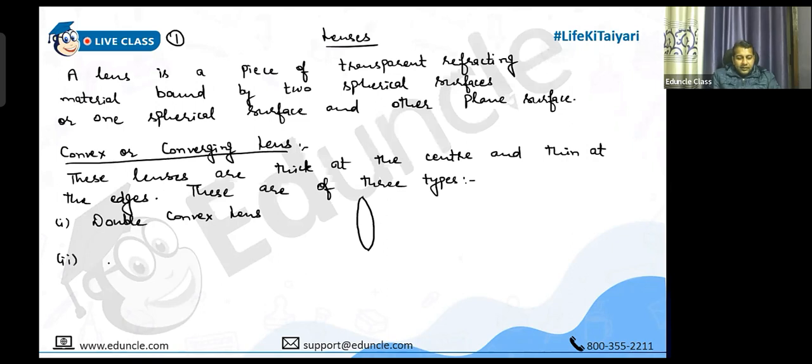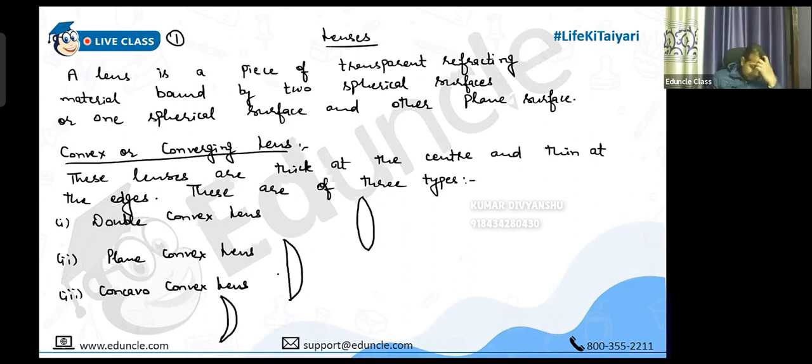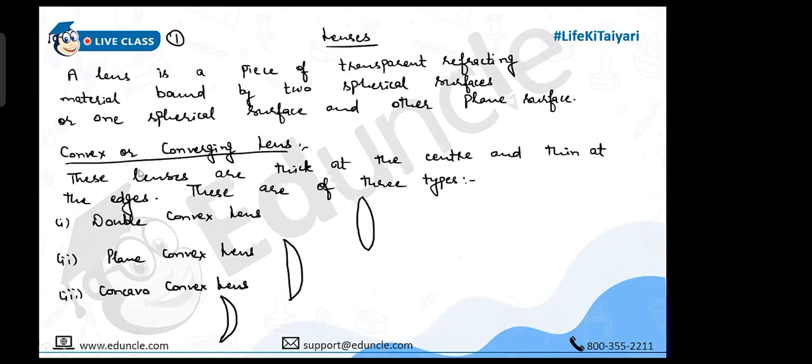The second one is plano convex, which means one surface is plane and the other is convex, like this. The third is concavo convex. It is like this. Concavo convex. Is it clear? Yes, sir. And similarly, we can have types of concave lenses.